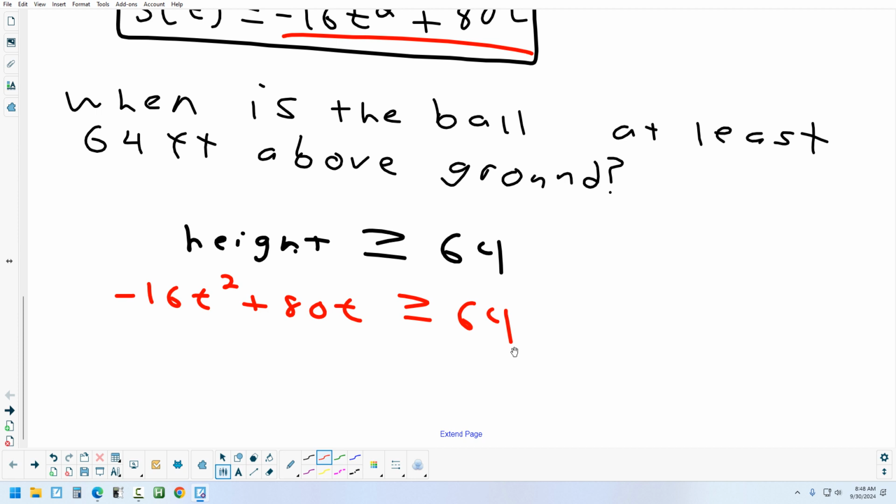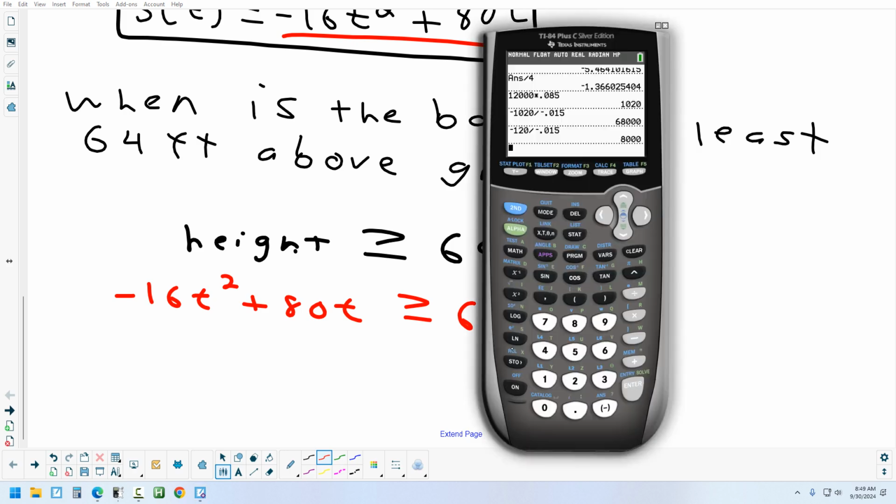So what we'll do is we'll graph it on the calculator. We're going to use y1 and y2. We'll graph it and then take a look at what it looks like and then go from there. All right, so let's do negative 16. Remember, use x as your variable. Plus 80x and 64.